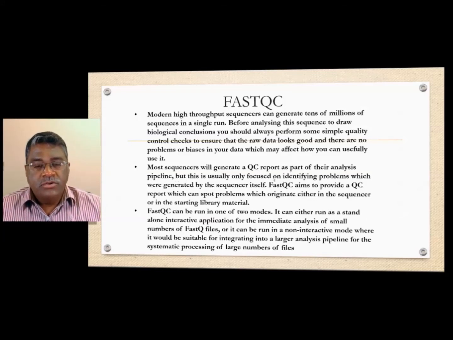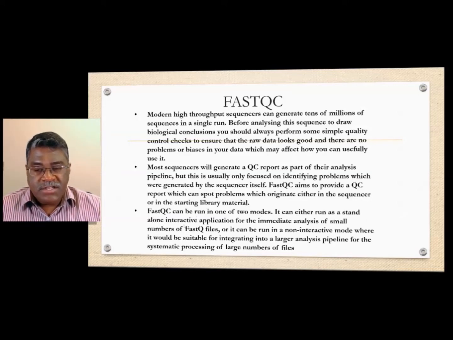So most sequencers will generate a QC, quality control report, as part of their analysis pipeline, but this is usually only focused on identifying problems which were generated by the sequencer itself. FastQC aims to provide a quality control report which can spot problems which originate either in the sequencer or in the starting library material.